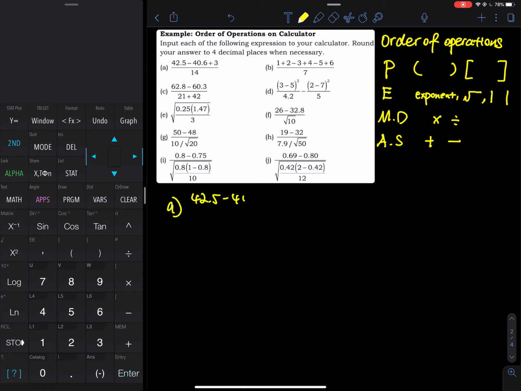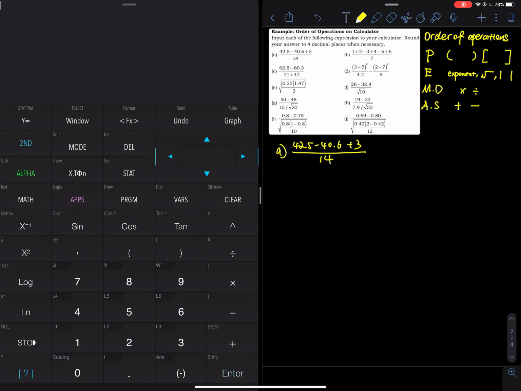The first problem is 42.5 minus 40.6 plus 3, divided by 14, right? Part of the purpose is I want you to know how to do this on your calculator. First we do the subtraction and addition in the numerator, so I am going to open the parenthesis. Open parenthesis is right above the 8, close parenthesis is right above the 9. Then we type 42.5 minus 40.6, and then we add 3, close parenthesis, and then we divide by 14. And then we press enter.